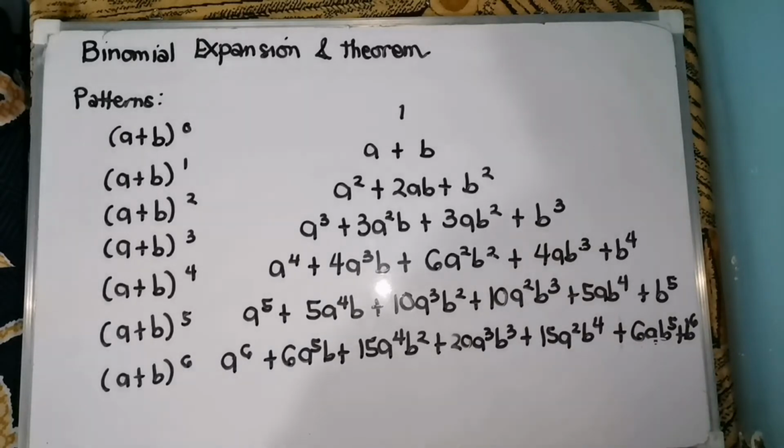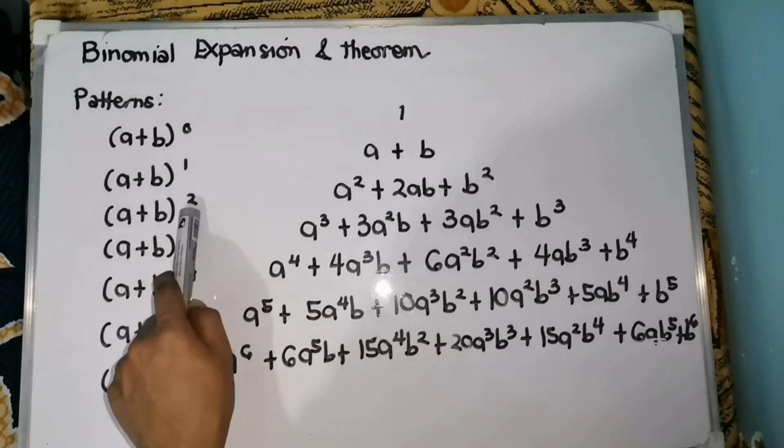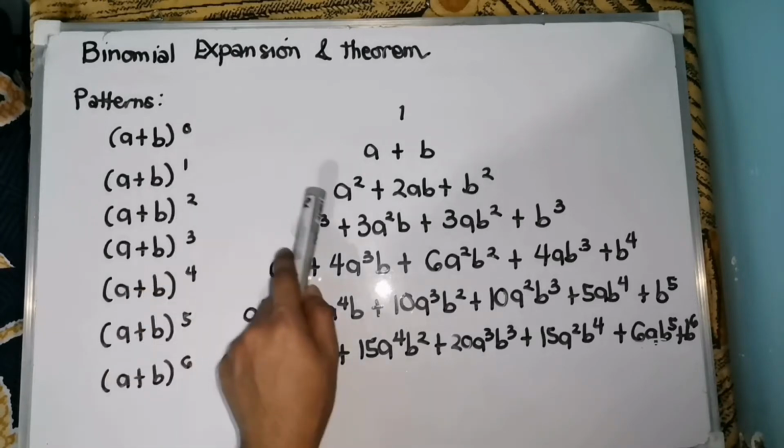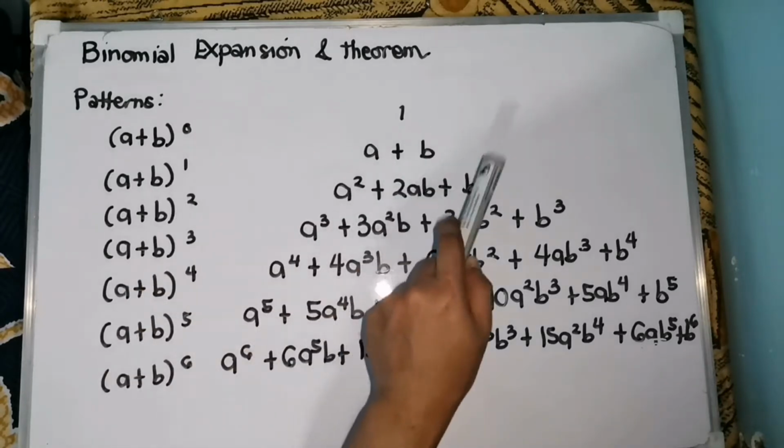So some patterns in the expansion are the following. Let's have the first pattern. There are n plus 1 terms in the expansion. Thus, a binomial raised to the 7th power has 8 terms in the expansion. So we just add 1. For example, a plus b squared. Therefore, the product consists of 3 terms because 2 plus 1 is 3. So you have here 1, 2, 3.